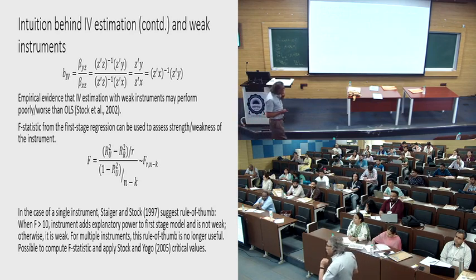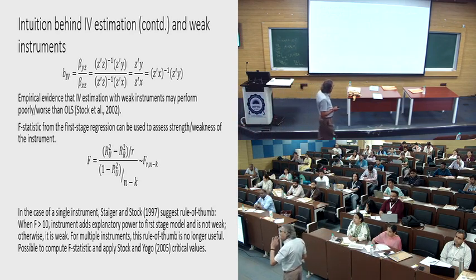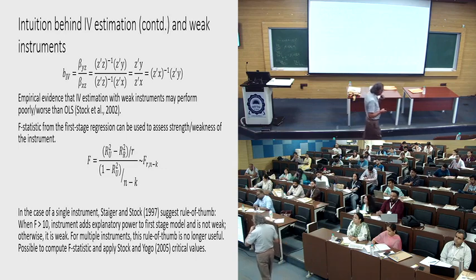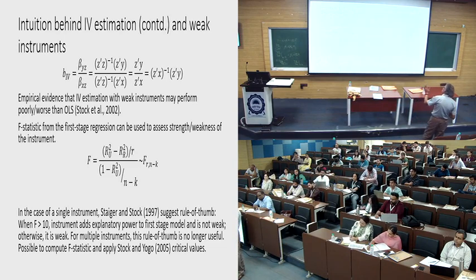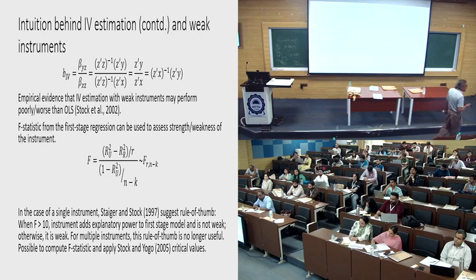I can even think of something like whether the instruments are good by running an F statistic. I calculate the F statistic from my first stage regression, which I can use to test whether the instruments are good or not. In general, the rule of thumb is if F is greater than 10, the instruments add explanatory power to the first stage model and are not weak.